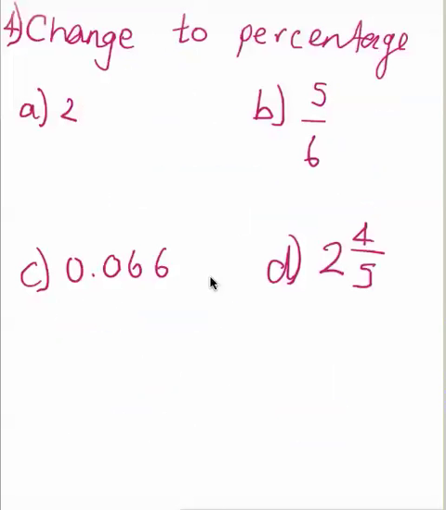Now, our next question, question 4, on the other page, asks us to change the following numbers into percentages. Now, to turn anything into a percentage, you just have to times it by 100 and add the percentage symbol. And that's it. So all I have to do with these 4 numbers, one's a whole number, one's a decimal, and 2 are fractions, is times these by 100, simplify if I can, and we're done.